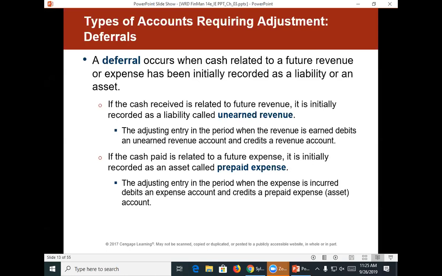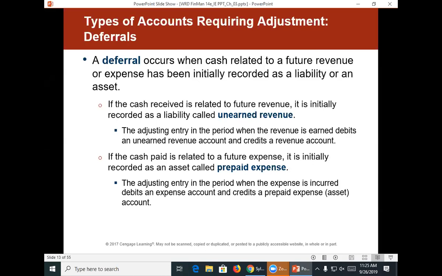Deferred expenses are all of your prepaid expenses. So deferred expenses are going to be like supplies, prepaid rent, prepaid insurance. So we've paid in advance, we've purchased supplies, we've purchased rent for several months, or we've purchased an insurance plan for several months. Okay, those are all prepaid expenses.